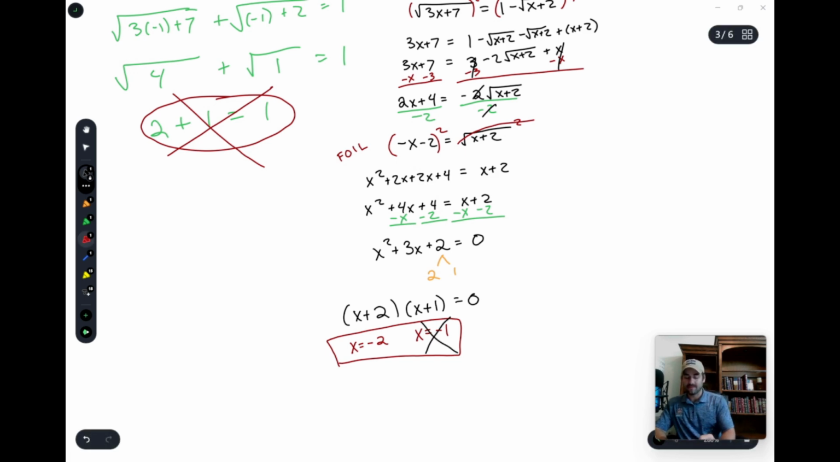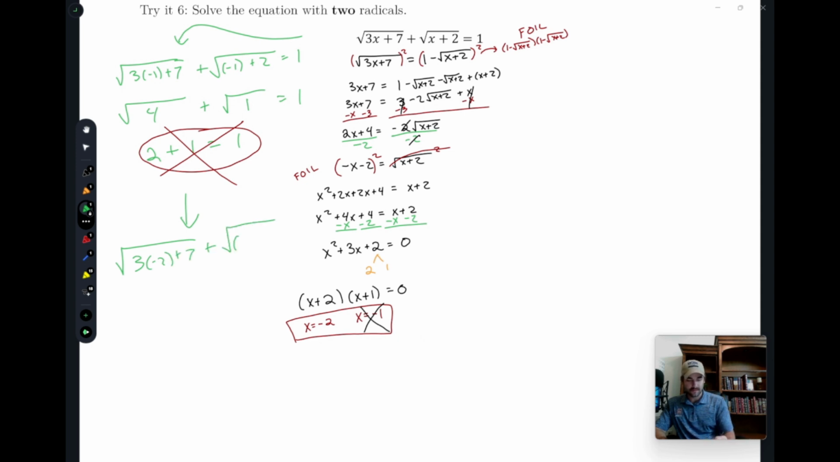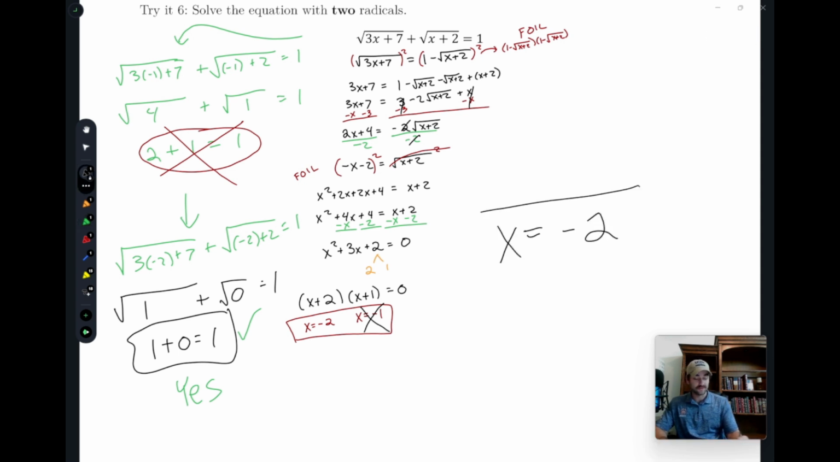And I'm going to check this -2 to see if we've got another bad solution. So let's do it again. We're going to check square root of 3 times -2 plus 7 plus the square root of -2 plus 2 equals 1. And so we end up with a big square root. 7 minus 6 is 1. Plus 2 minus 2 is 0, equals 1. Oh, sweet. We've got ourselves the correct solution. So that one did check out. Yes. And so we're left with one real solution, or one actual solution, which is -2. Because that -1 did not work.